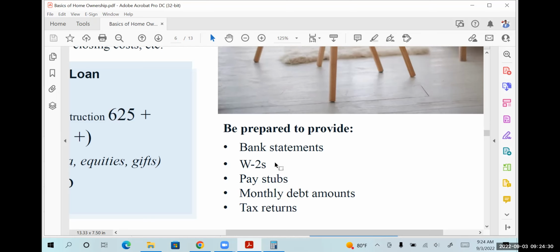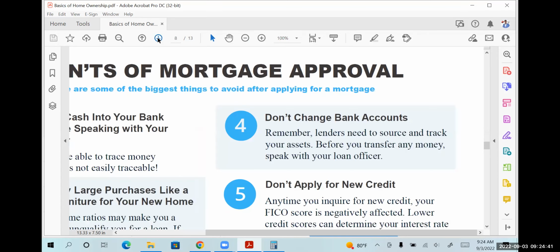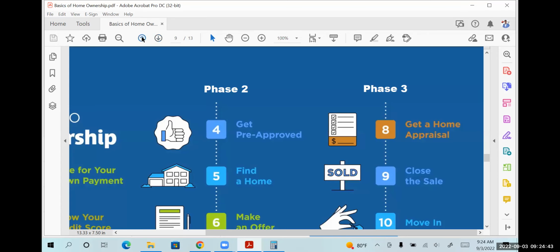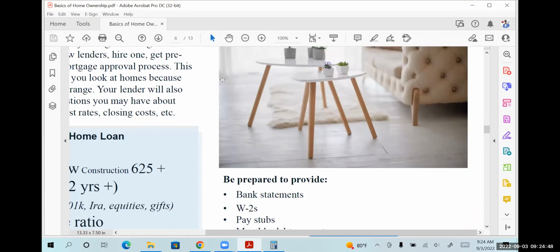So 2, 2, 4 if you get paid weekly for pay stubs, and then 2 years of tax returns. So we really want to see where you've been for the last 2 years and where you've been at year to date is what we're looking for. Awesome job.